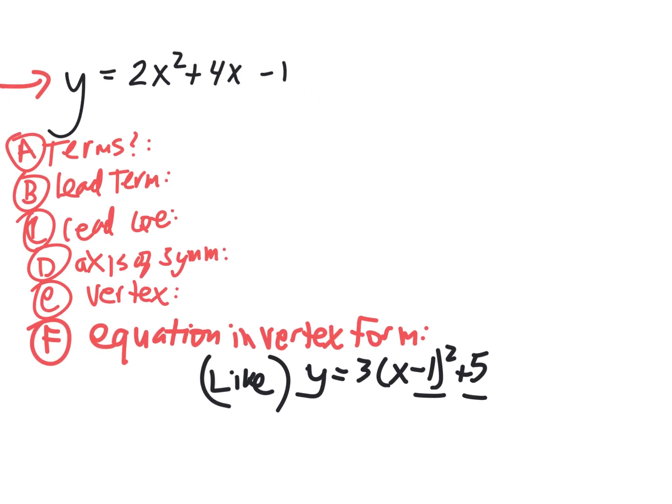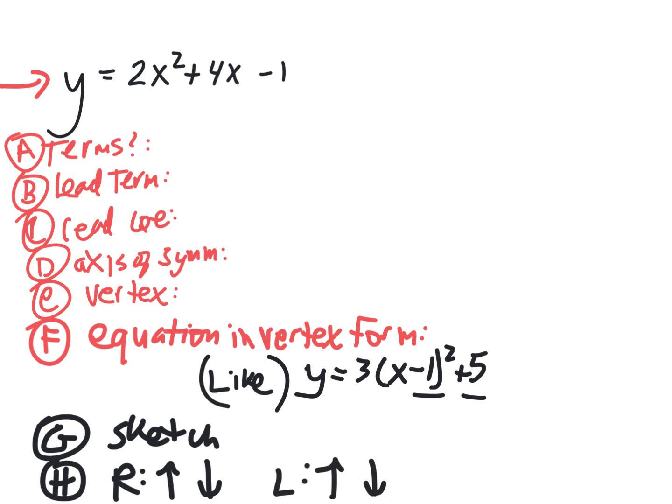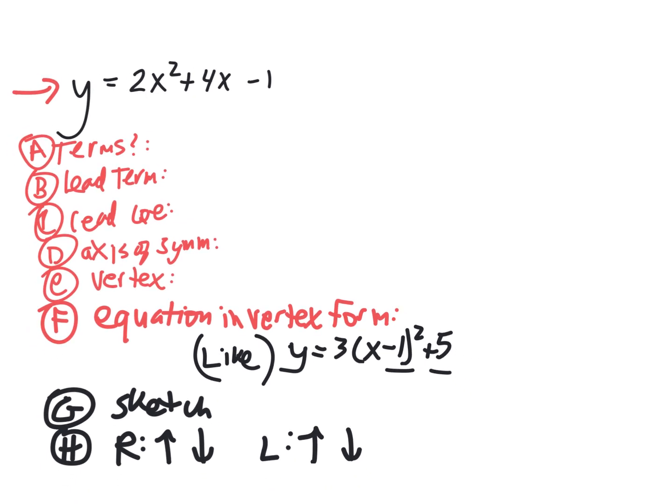Okay, and now I'm going to have to add a couple because there's even more stuff you have to know. G, I want you to sketch this thing. That does not mean graph. You don't have to find 4 accurate points in an XY chart, or 5. Just sketch it. That means you just need the vertex and to know if it's up or down. But then it'll become obvious. Is the right side going up or down? And is the left side going up or down? So many things to know.